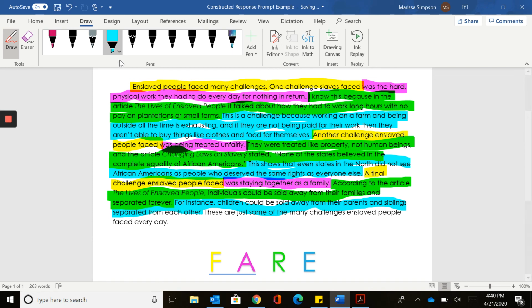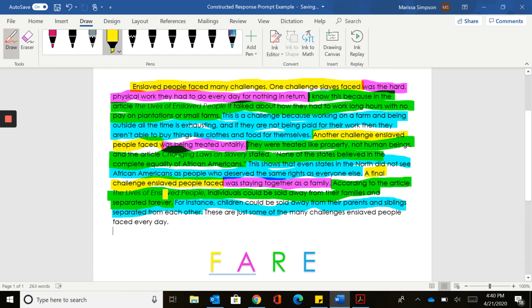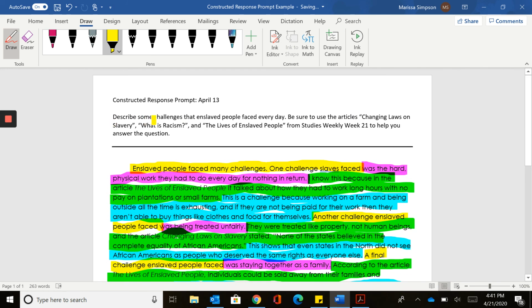And then I'll go back to yellow for my last sentence, because it's kind of just flipping the question again. I gave a little concluding sentence at the end. These are just some of the many challenges enslaved people faced every day. So that looks a little sloppy, but it was the best I can do. And I hope that helps you kind of understand what we're looking for when we want a really well-written constructed response answer.